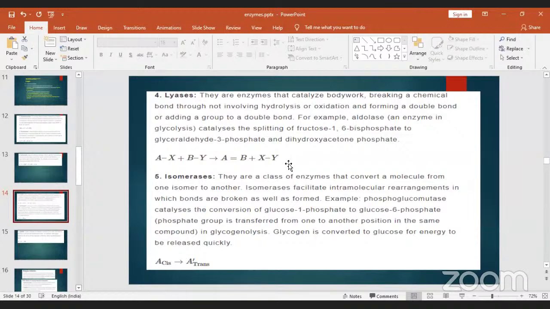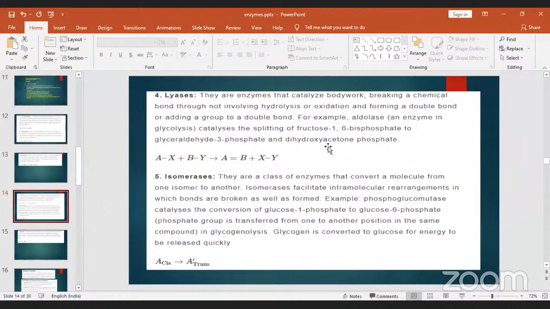Breaking a chemical bond. You see what they are given, breaking a chemical bond. What is this chemical bond? Like CC bond or CN bond or CO bond. Through not involving hydrolysis. So in the reader, it has given that they catalyze the cleavage of carbon carbon bonds and certain other bonds. What are the other bonds? Such as C double bond O, carbon oxygen or carbon nitrogen bond. That is lyases.